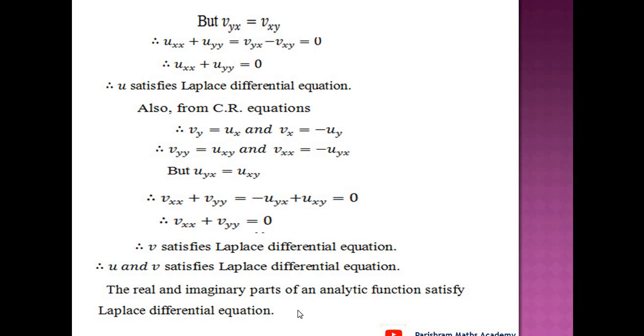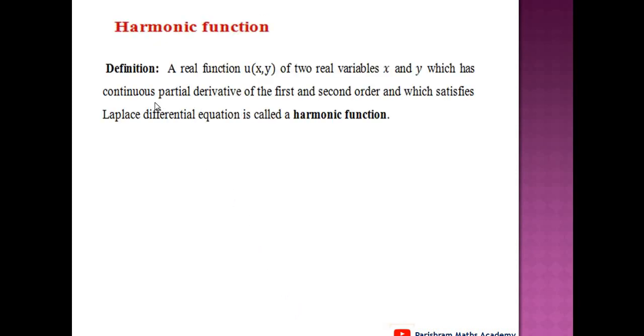Okay. Next, harmonic function. Definition. A real function u(x, y) of two real variables x and y, which has continuous partial derivatives of first and second order and which satisfies Laplace differential equation, is called a harmonic function. It means the function u satisfies Laplace differential equation, and then such function u is called a harmonic function.